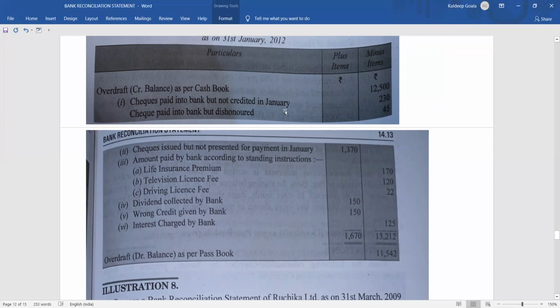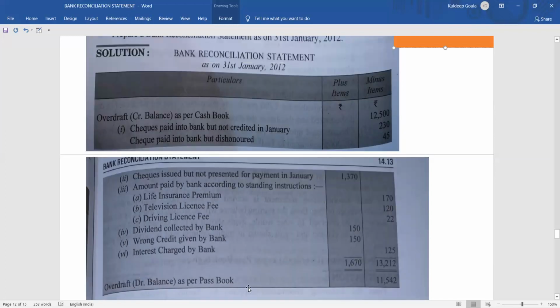And what will you write? We started with bank overdraft as per cash book. Now it will be bank overdraft as per passbook, and the overdraft balance in the passbook is called debit balance. So that is why we have written like this: overdraft (debit balance) as per passbook. Clear? Okay, all of you understood? This is how it will be solved. Overdraft balance as per passbook. Clear? So this is how the sum will appear to you.